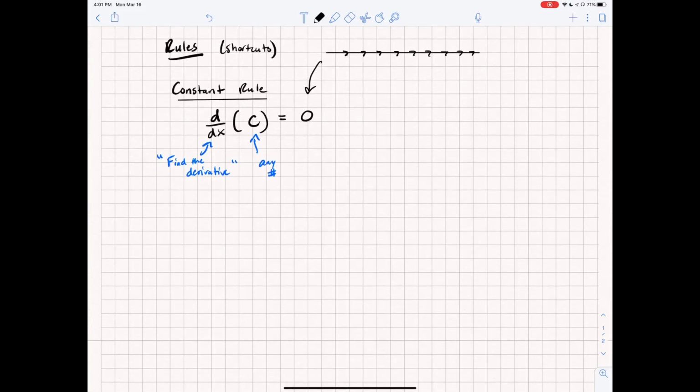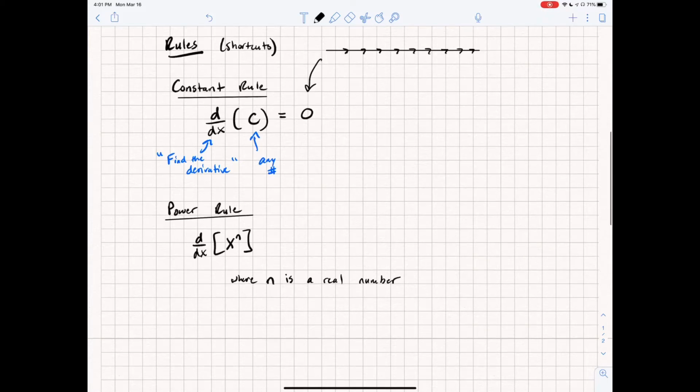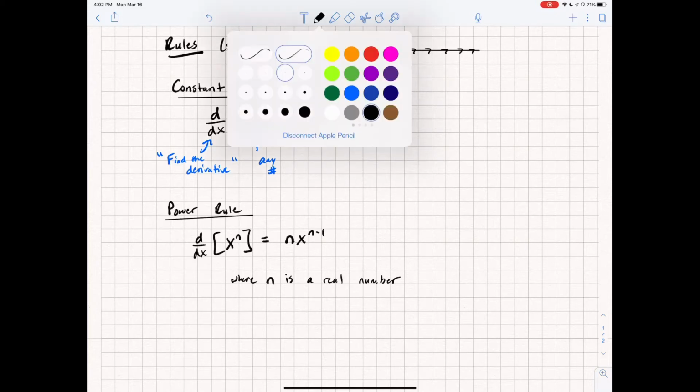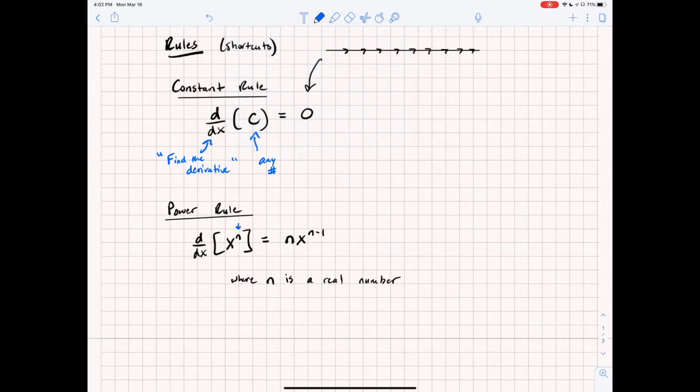From this point on, we then looked at what's called the power rule, which said if I want to take the derivative of specifically x to the n, where n is a real number, then the derivative is n x to the n minus 1. Essentially saying that you're going to take whatever power is on the top and it's going to come to the front, and then we subtract 1 from that power.